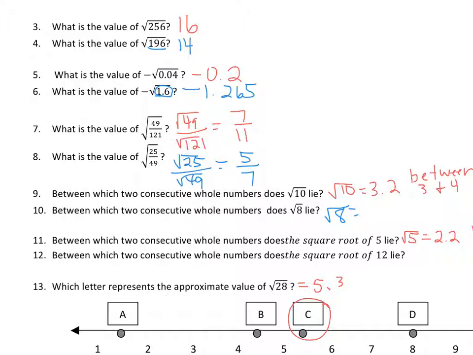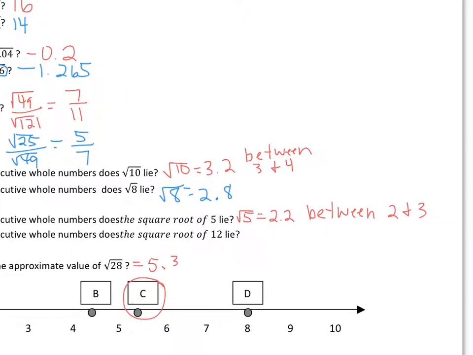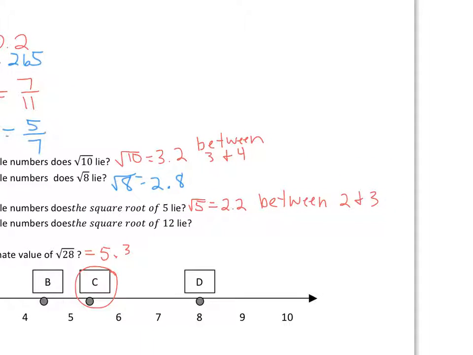that gives you the irrational decimal about 2.8. Remember, we have to estimate those because irrational numbers are non-repeating and non-terminating. And so a 2.8 would fall in between the whole numbers 2 and 3.